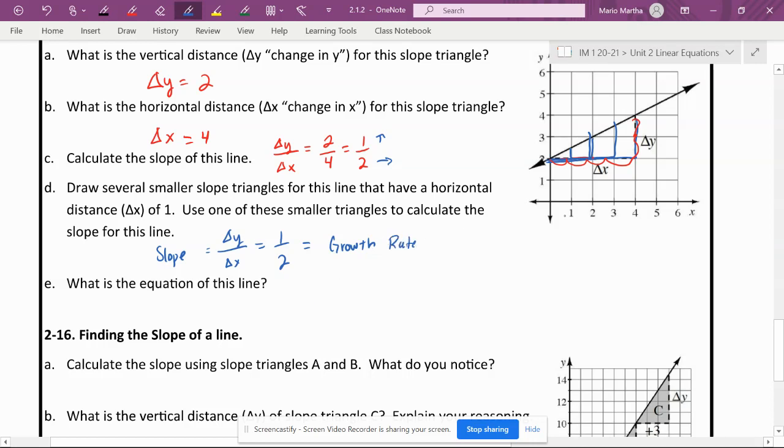And then you can also figure out what the initial value, the starting value is. And then you can figure out the equation. So that's going to be y equals 1/2 times x plus 2.